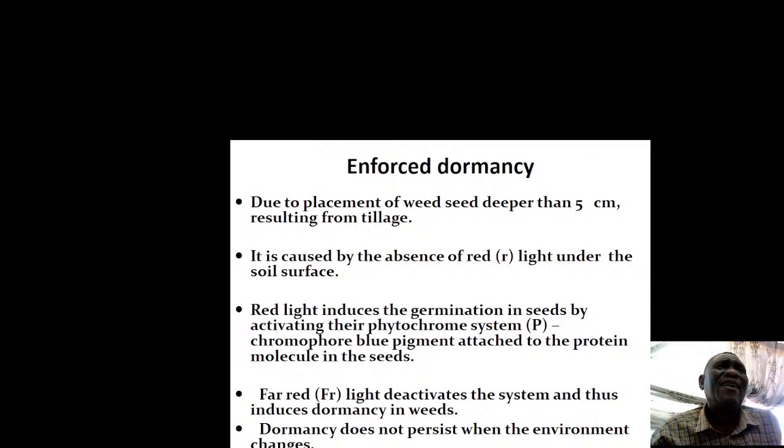Enforced dormancy. This is due to placement of weed seeds deeper than probably 5 centimeters during tillage. It is caused by the absence of red light under the surface. Red light induces germination in seeds by activating the phytochrome system attached to the protein molecule in the seeds, while far red light deactivates the system and thus induces dormancy in weeds. Dormancy does not persist when the environment changes. So this is enforced dormancy. It's temporary.